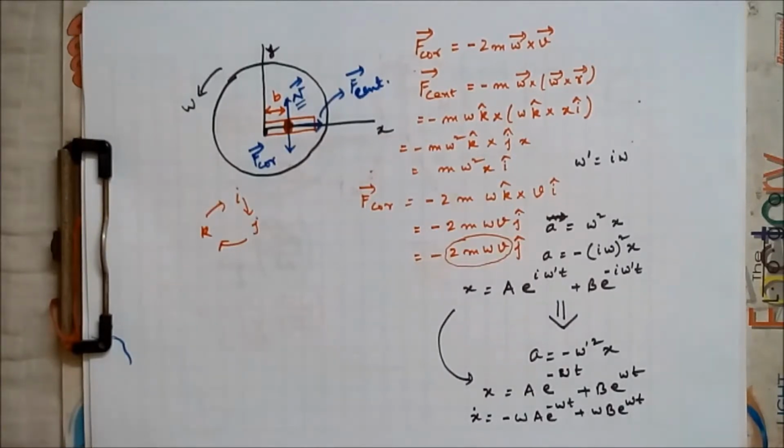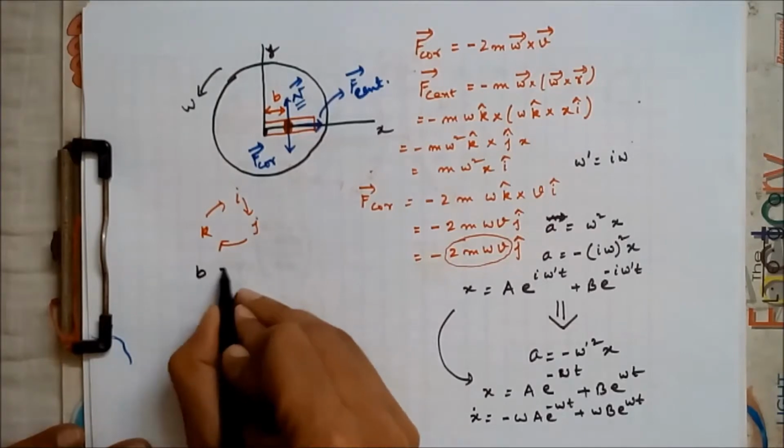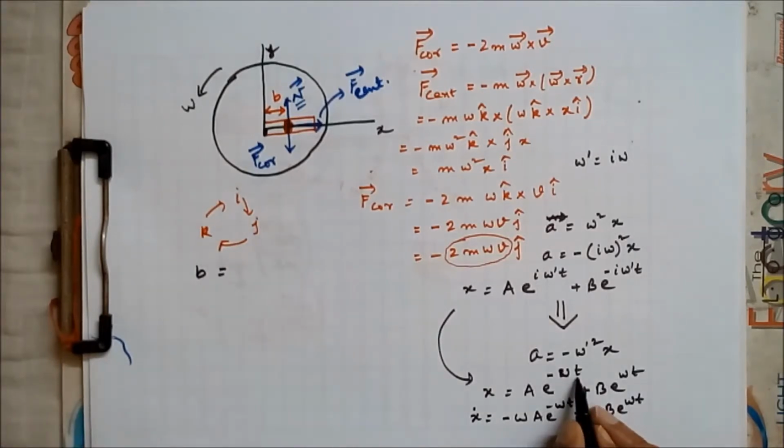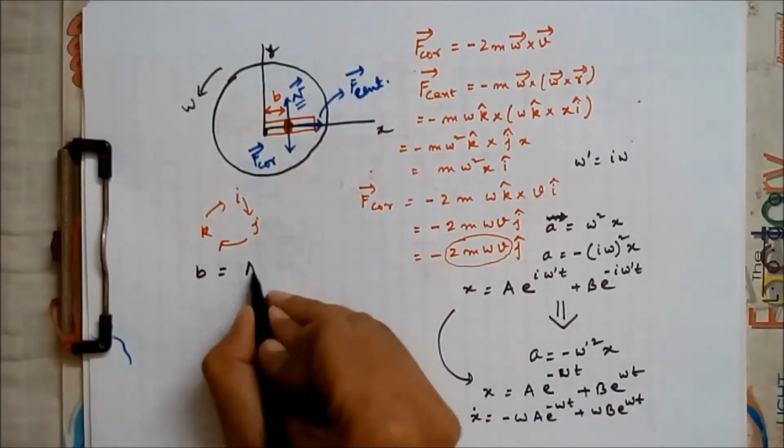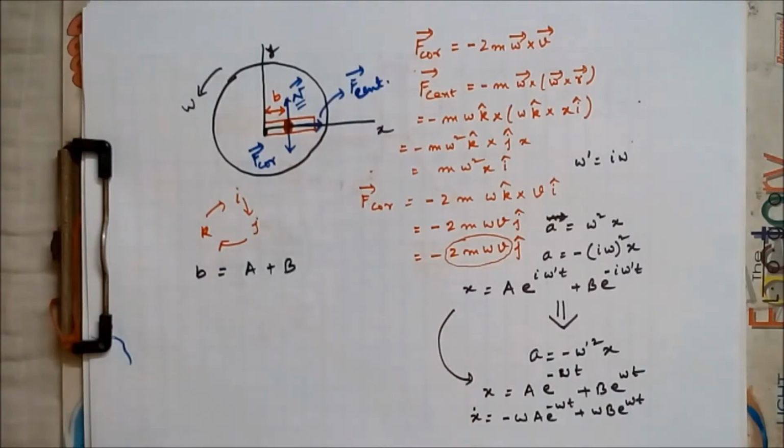Now we find out a and b from the initial conditions. The first initial condition is that when time is 0, x is just b. So if I substitute b in place of x and 0 in place of time, I get a plus b equals small b.